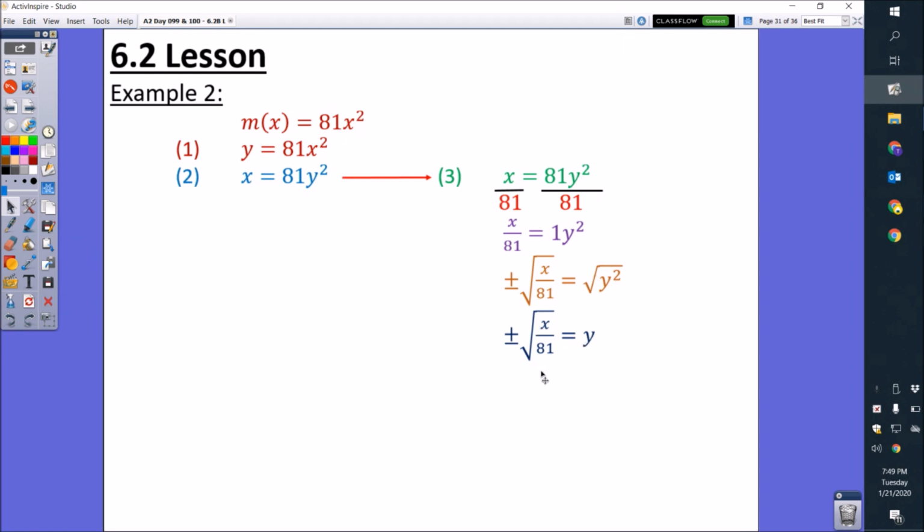Now let's focus on the fraction. Like I said before, we're going to split it into two square roots. So when you do that, it's going to look like this. Plus and minus square root of x over square root of 81.